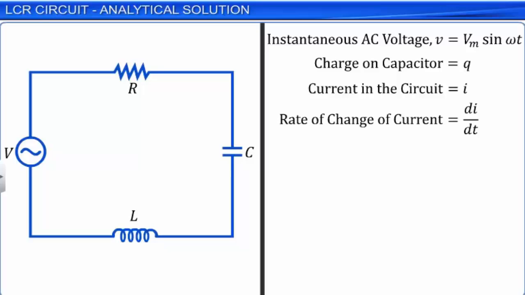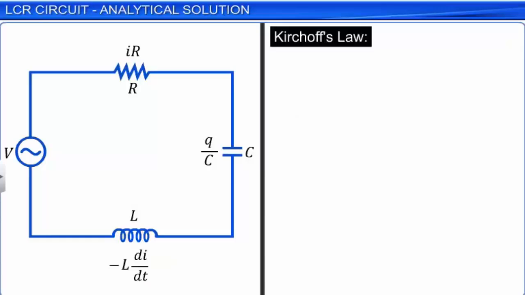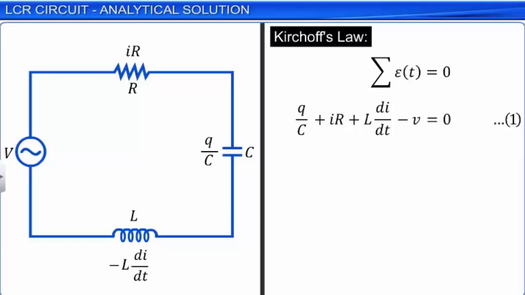Instantaneous voltage across the capacitor is equal to Q by C. The voltage across the resistor is IR, and the induced EMF across the inductor is minus L dI by dt. The negative sign here signifies the direction of the induced current according to Lenz's law. Applying Kirchhoff's loop rule to this circuit, we get Q by C plus IR plus L dI by dt minus V equal to 0. Let this be equation 1.